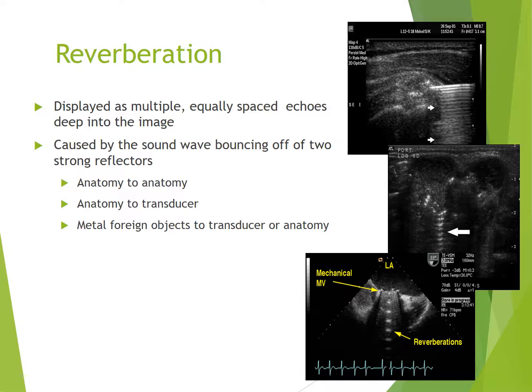For example here, this first line here is a needle doing a thyroid biopsy. This needle is the first strong reflector. The second strong reflector is actually the other half of the needle. Biopsy needles are hollow, so the sound is actually bouncing in between the edges of the needle. What results from that then is this reverberation artifact where we have equally spaced echoes throughout the rest of our picture.